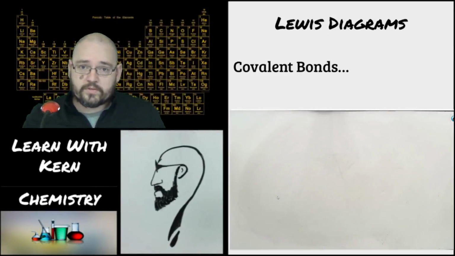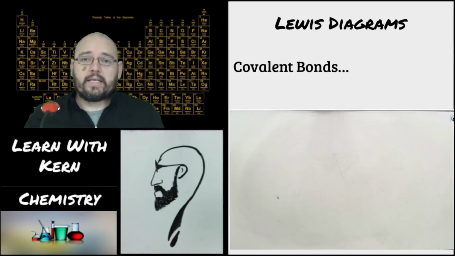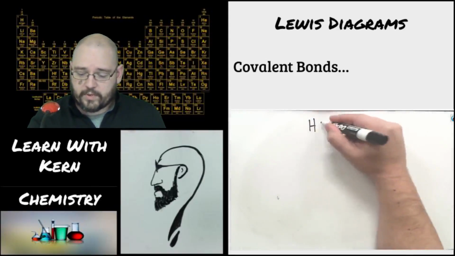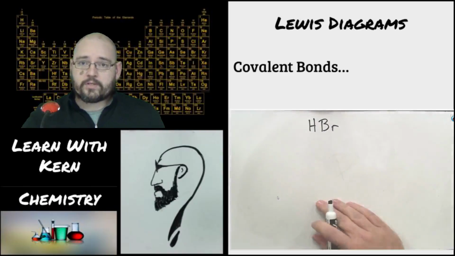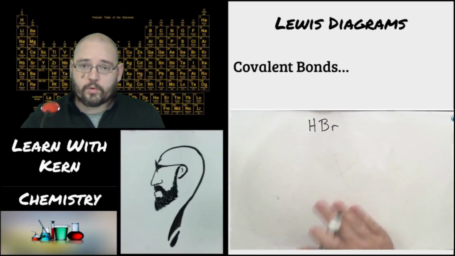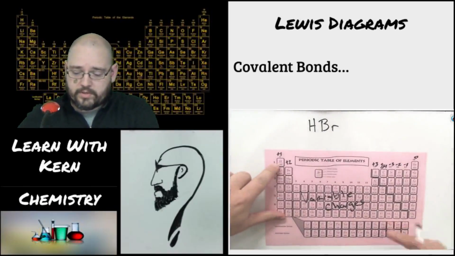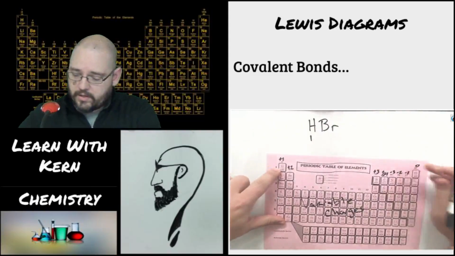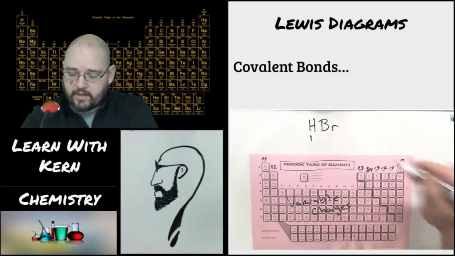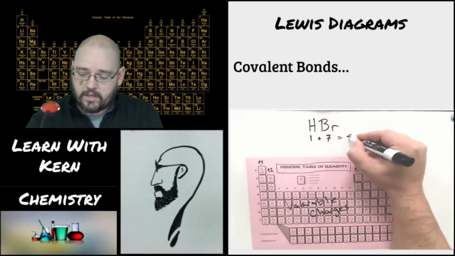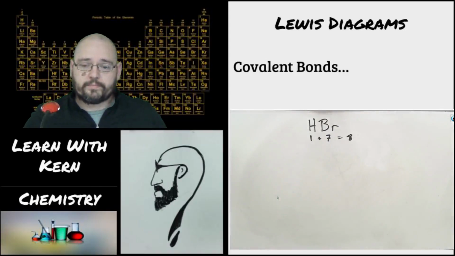In covalent compounds, the Lewis diagram is a little bit more complicated, as you saw. So we've gone through the steps, and now I'm going to use some examples to go through those steps again. So let's start with the compound HBr. The first thing we need to do is determine the total number of valence electrons. Hydrogen is in group 1, so it has 1 valence electron. Bromine is in group 7, so it has 7 valence electrons. So that means I have a total of 8 valence electrons to work with.